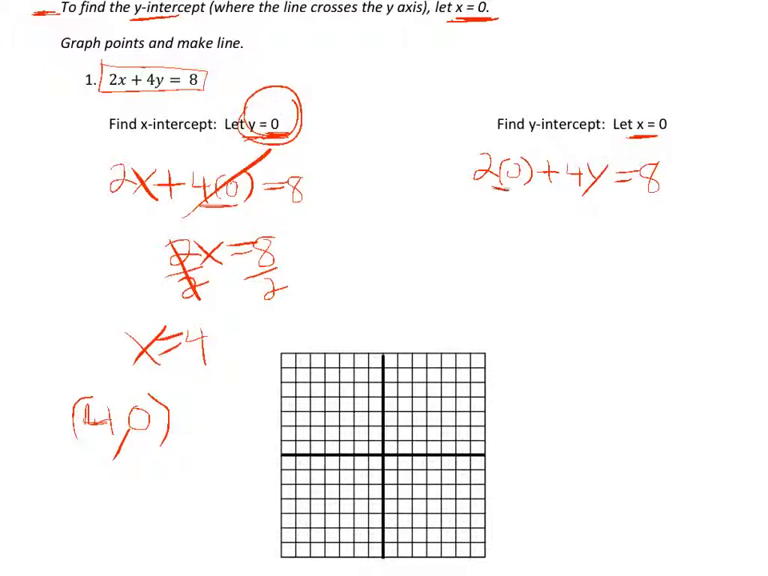Again, this 2 times 0 is 0. I'm not going to write 0 plus 4y, so that goes away. So I just have 4y equals 8. Real simple one-step equation. Divide by 4, 8 divided by 4, I get y to equal 2.